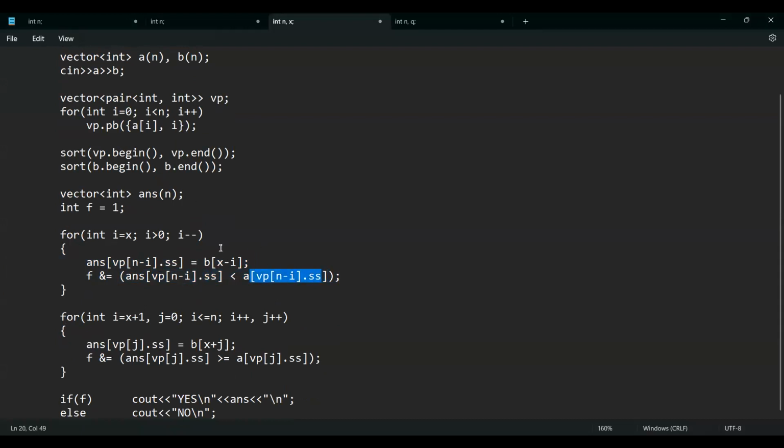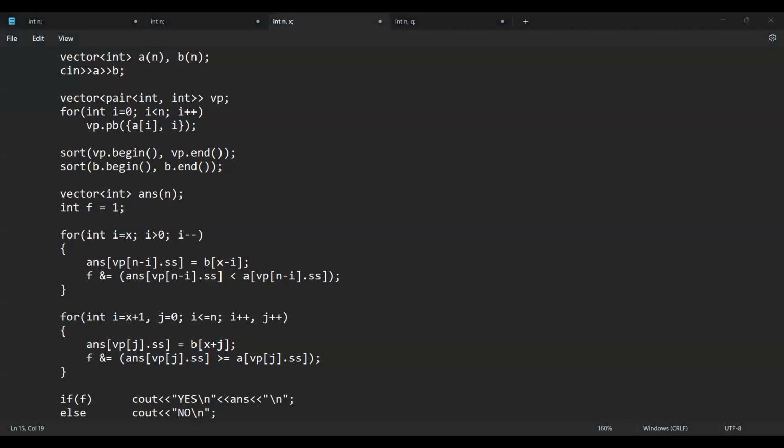The first value FF was the first value of the pair. It was this value and SS is the second value, which is the index. And for the remaining n minus x values, don't get confused with these. This is just to figure out at which index I'll end up at. So I'm just assigning the remaining values and I'm checking the same thing. So is it clear? Yes. Okay. So let's go to the next problem.